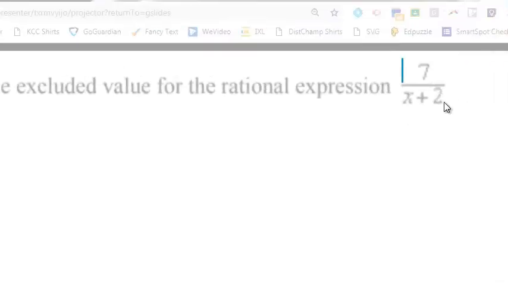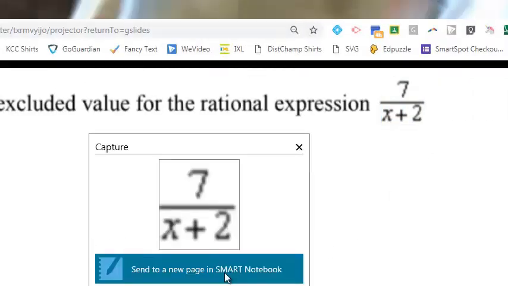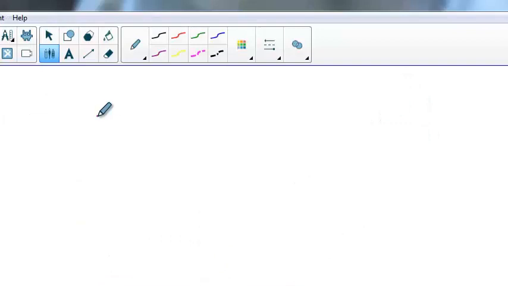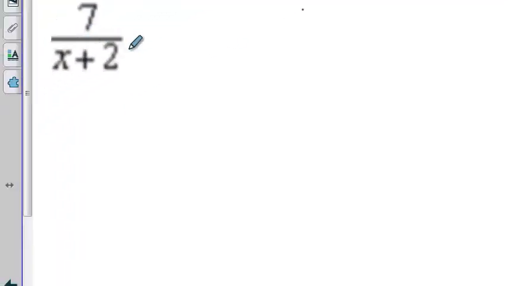All right, identify the excluded values. We have been talking about this in terms of asymptotes, but this is an old lesson. Does anybody remember how we determine excluded values? It has to do with x. It's where the denominator is equal to 0. That's right. So I'm going to say x plus 2 is equal to 0.